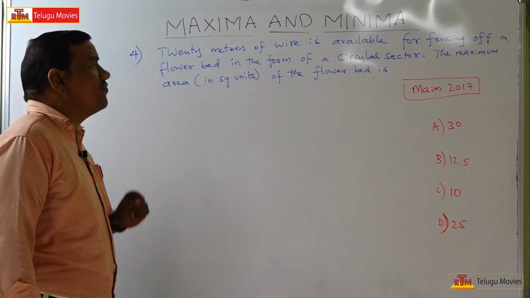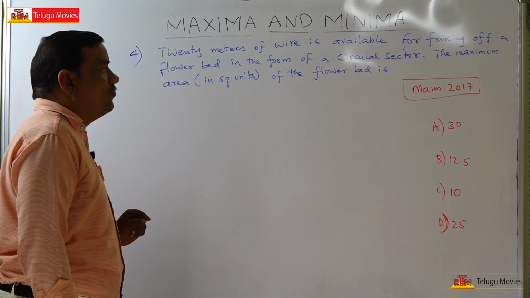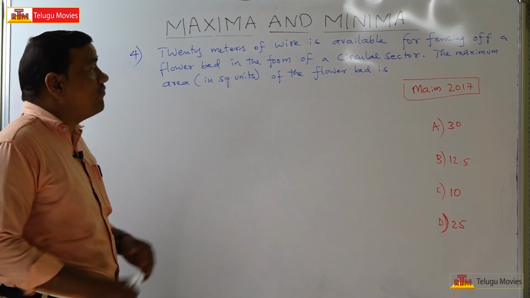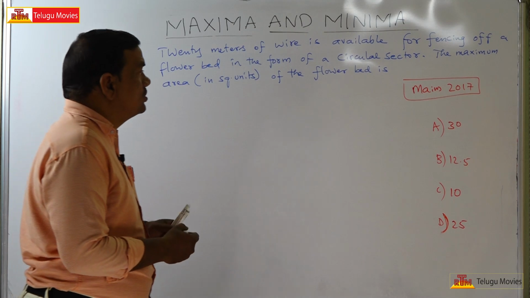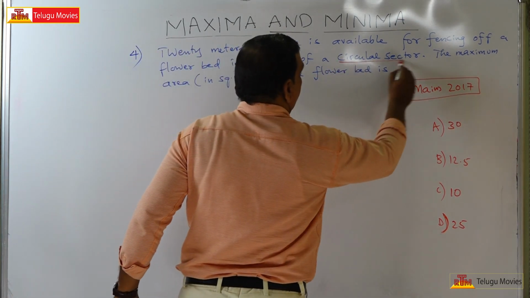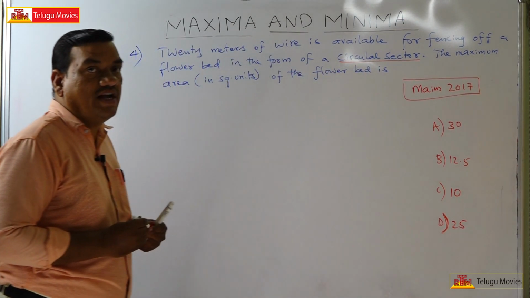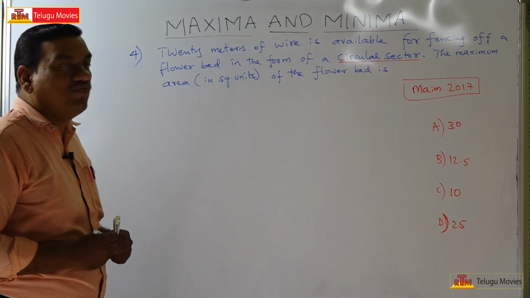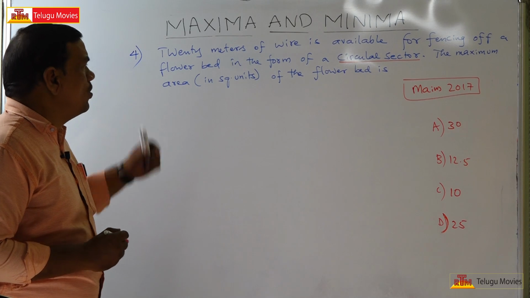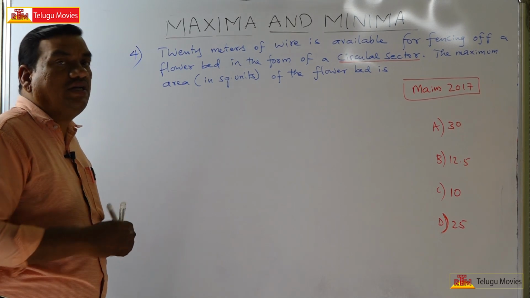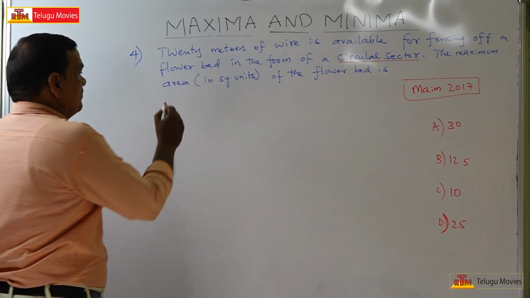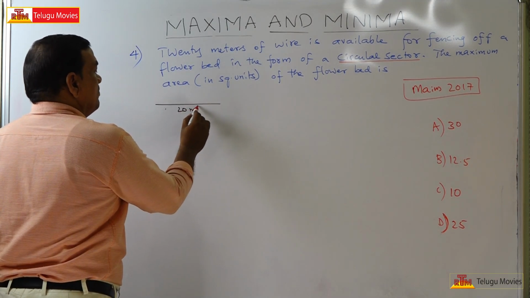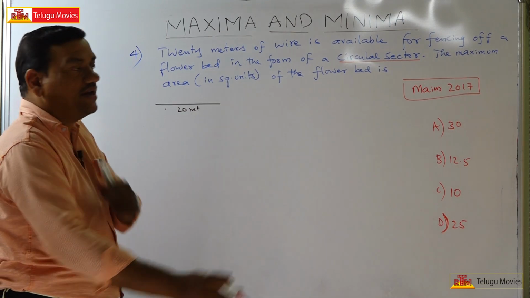20 meters of wire is available for fencing of a flower bed in the form of a circular sector. The maximum area of the flower bed is. On the whole, there is 20 meters of wire. Its length is 20 meters. There is a long wire.